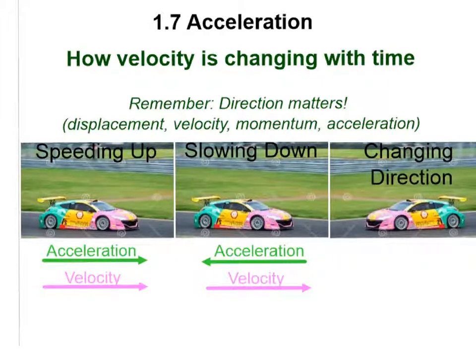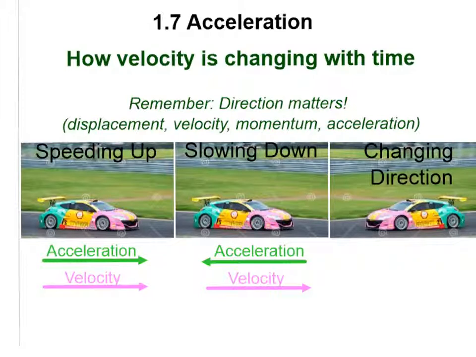We've learned how to describe motion. We've talked about position, distance, and displacement. We've talked about speed and velocity, and we've even talked about momentum. Now we're going to look at something called acceleration. Acceleration is taking velocity and looking at how velocity changes with time. In velocity, direction matters, so with acceleration, direction also matters. The things we've been talking about where direction matters are displacement, velocity, momentum, and now acceleration.